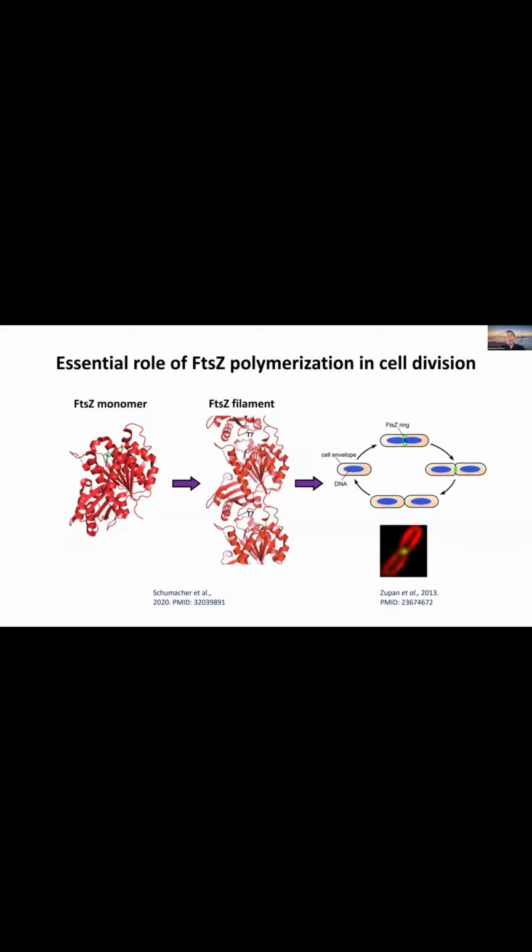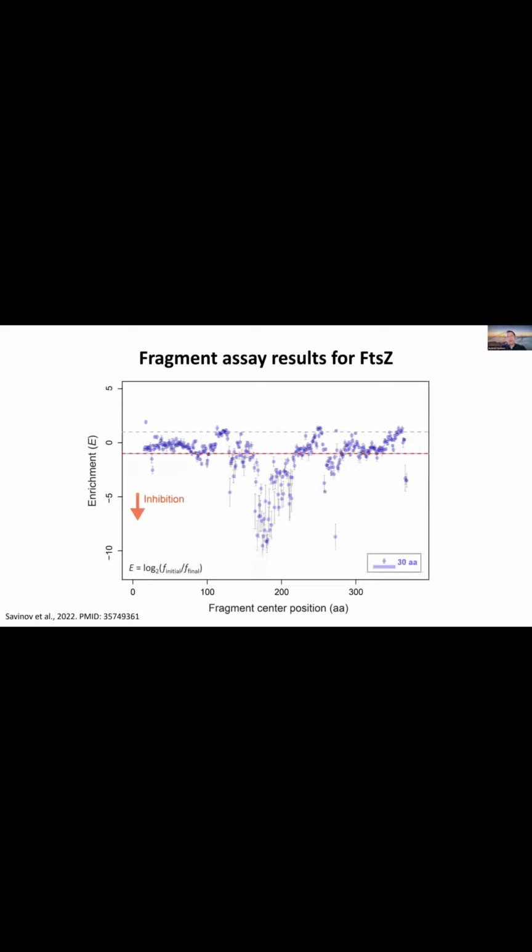In this example, I'll focus again on FtsZ. This is a bacterial cell division protein, which again needs to form filaments that then form the contractile Z ring needed for cell division. And when we look at the results for the inhibitory fragment measurements, the fragments tiling across FtsZ, here's what the actual data look like.